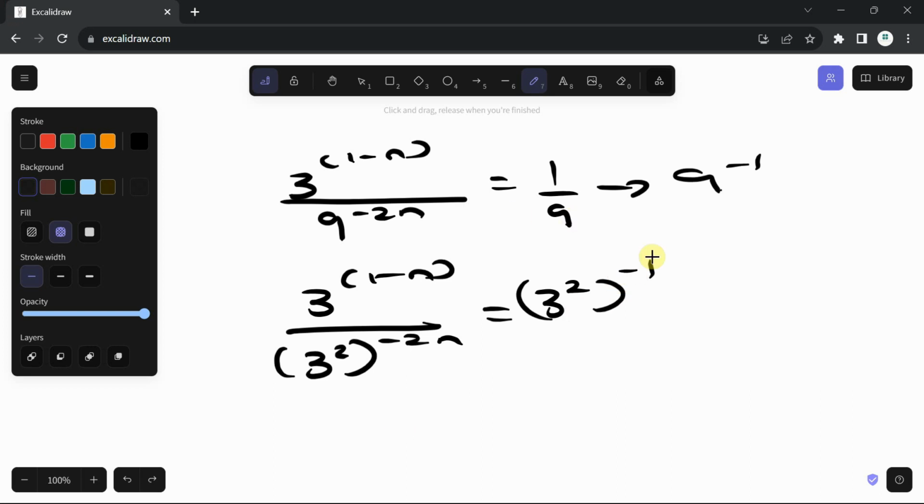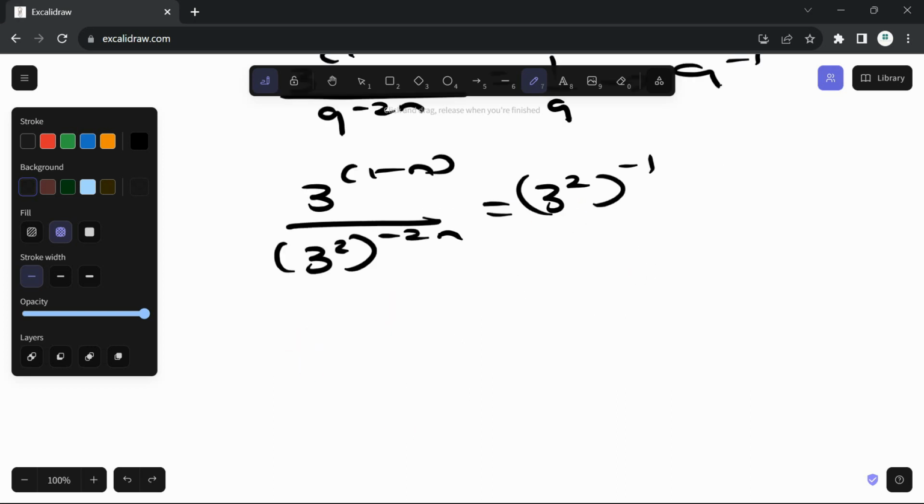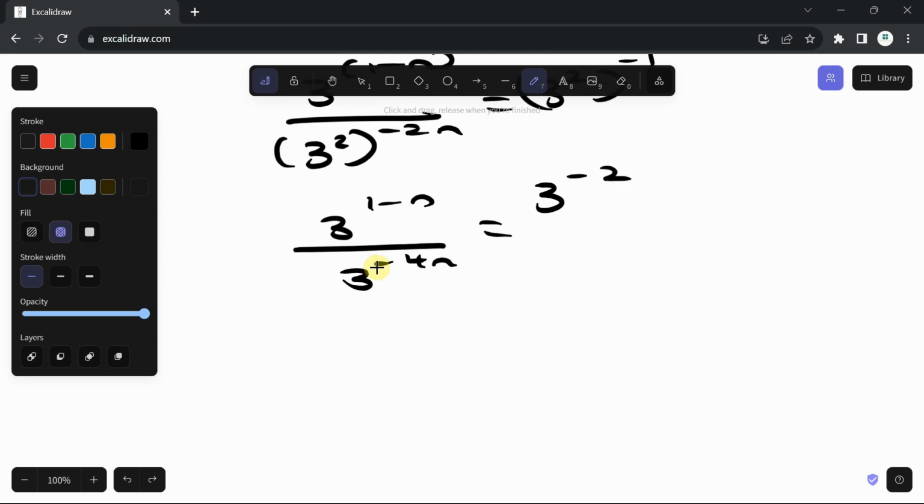Let's simplify everything first. So we have 3 raised to the power of 1 minus n all over 3 raised to the power of 2 times minus 2n, which is minus 4n, is equal to 3 raised to the power of 2 times minus 1, which is minus 2. Great. So now we can use our laws of indices because this is 3, this is 3, they have the same base. So we can subtract the power. So this is 3 raised to the power of 1 minus n minus minus 4n. Remember, this one has a minus, so you have to be very, very careful. Is equal to 3 raised to the power of minus 2.